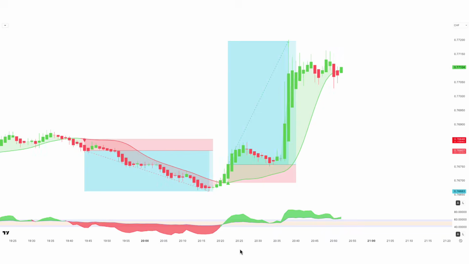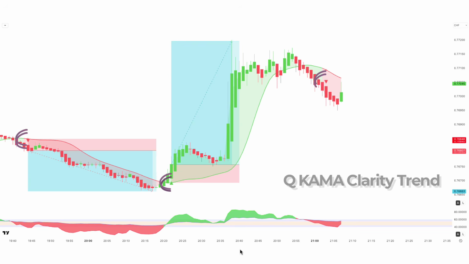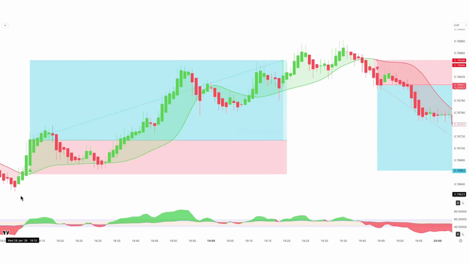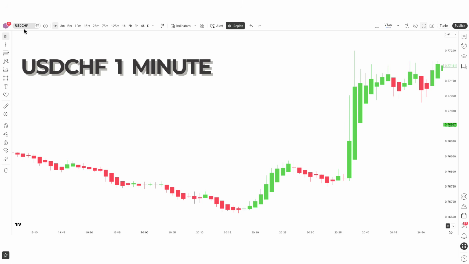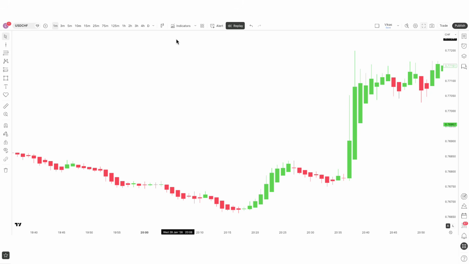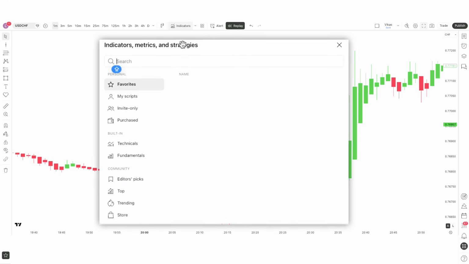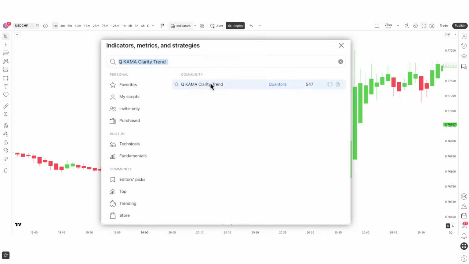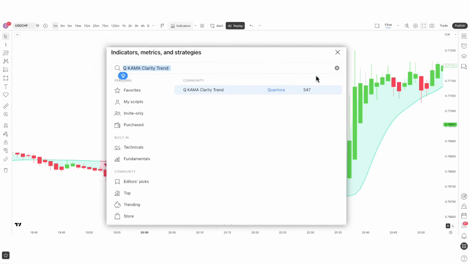First of all, let us know about the trading tools. The buy and sell arrow indicator we see in the chart is called the Q-Clarity Trend Indicator. Now we will tell you how to trade. Let's start the video. We open the USD CHF 1-minute chart, and don't sweat the time frame either. Next, you'll want to find the indicators. Head over to the Indicators tab and search for the Q-Clarity Trend. Select the indicator made by Quantora and add it to the chart.